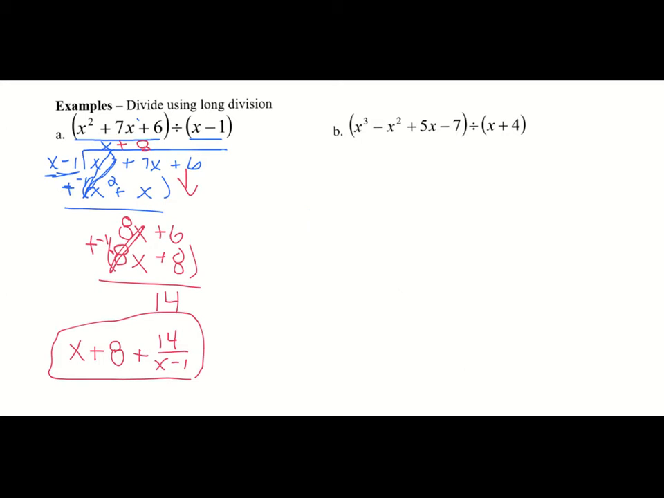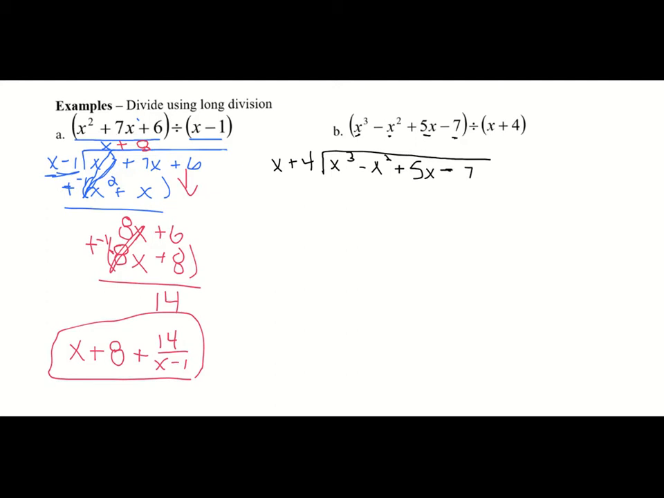All right, let's try B. First thing to notice in our dividend, what we're dividing, x cubed, x squared, x, and 7. So all the powers are represented from x cubed down. So we're going to have x plus 4 divided into x cubed minus x squared plus 5x minus 7.